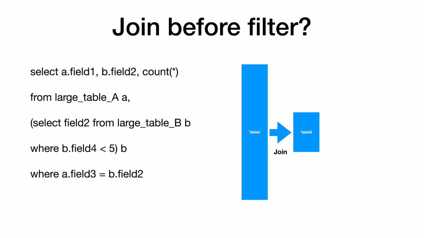So this might seem like a very imagined scenario, but in this case, field 4 in table B was actually a date field. So imagine a very large table that's got, let's say, 5 years of data in it. On table B, what I'm trying to do is, let's say, give me 1 day of data, and then I join.